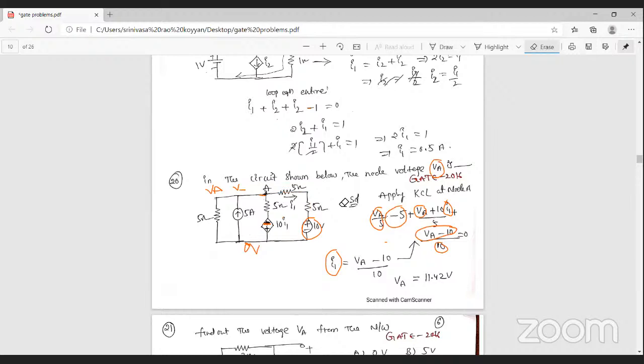What is the I1 from this network? The hint is given here. What is the hint? That is the current I1. The I1 current is entering the 5 ohm resistance. So the general I1 current is equal to the voltage minus the voltage, the potential difference between the 2 points, by resistance, that is VA minus 10 by these two resistances in series, that's why 10. That is the I1 value. This I1 value is substituted here, then you can find the voltage VA.